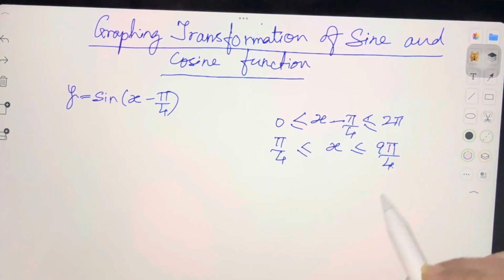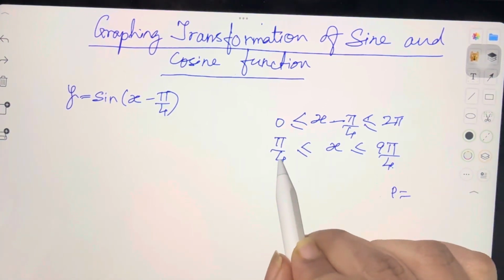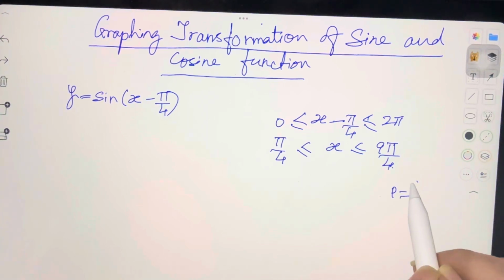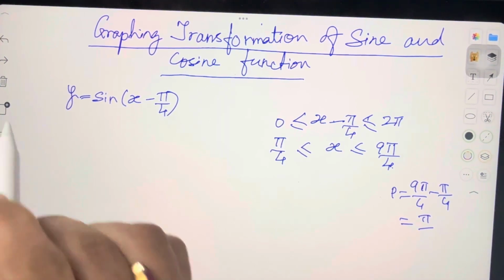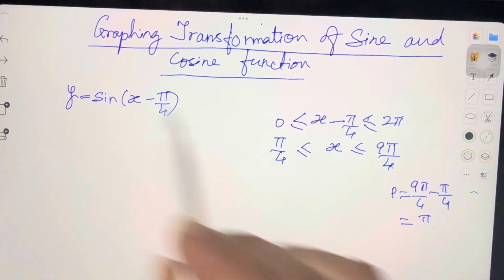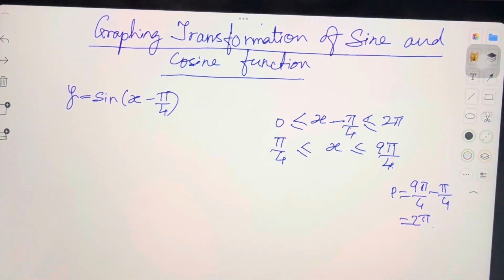So what happens in this case? Yes, period is 2 pi, but there is another way of finding the period, in case you cannot find the period by the other method. The other method is also very easy. It will be upper interval minus lower interval, 9 pi by 4 minus pi by 4. That is 8 pi by 4, which is 2 pi, not pi by something. 8 pi by 4 will be 2 pi. So your period remains 2 pi. Now the good part is, now you know your first point and last point on the x-axis.